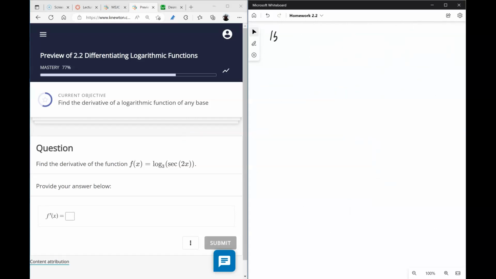We have a similar problem. Oh no, we don't have to evaluate this one. So f of x is equal to log base 3. This looks like just a chain rule.